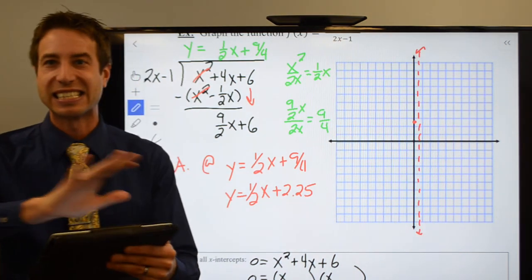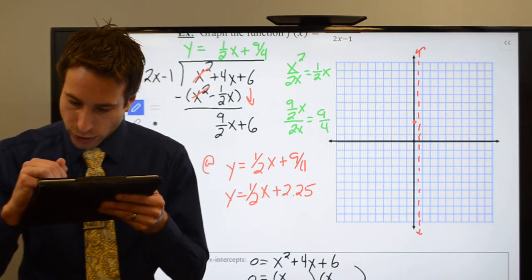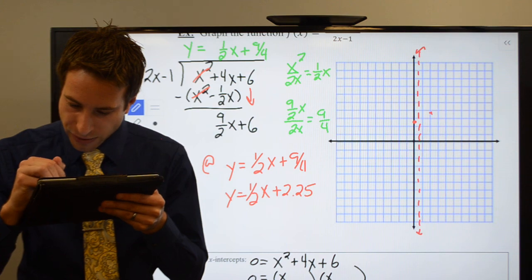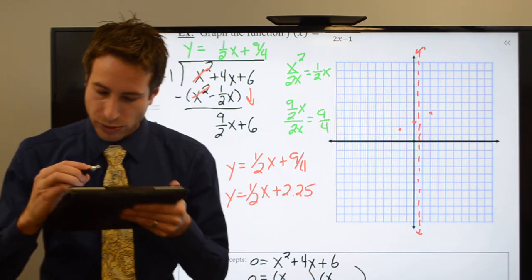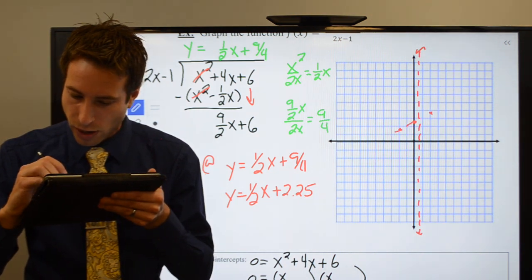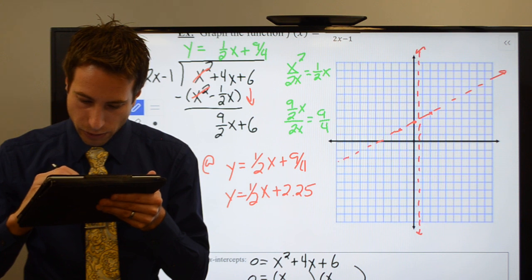Again, you're freehanding this. It doesn't have to be perfect. The slope is 1/2. Up 1/2, right about there. I could go down 1 and back 2, right about there. Put in as many points as you need to, but your slanted asymptote's going to run right through there and right through there.